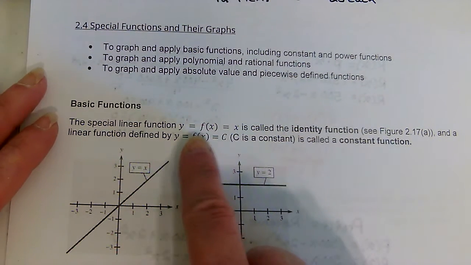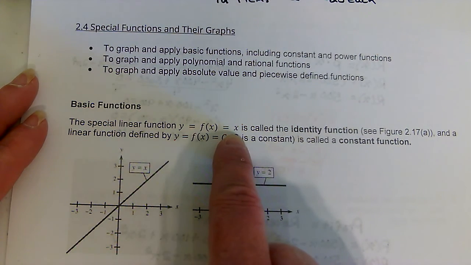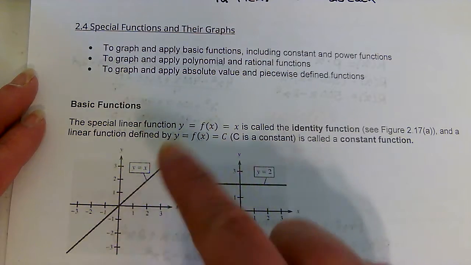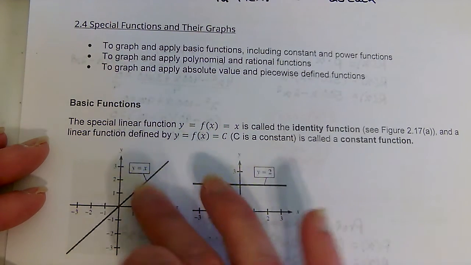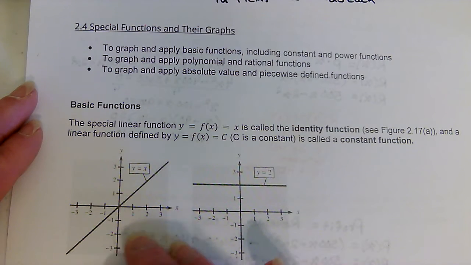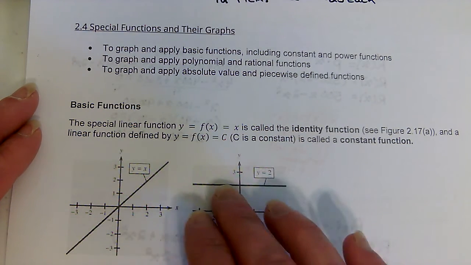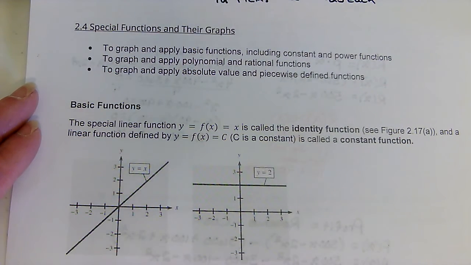You know, the special parent function for linear functions is y equals x. It's a perfect line. It's also called the identity function because every x value equals its y value and so forth. And a special linear function is called a constant function when y equals a number. And so that's a constant function because it never changes.